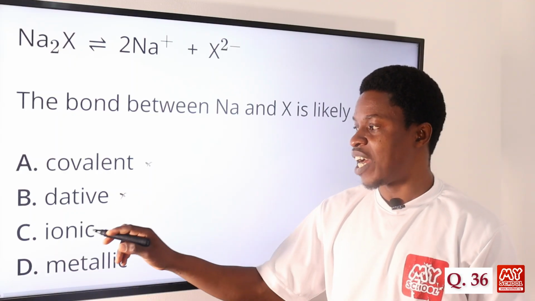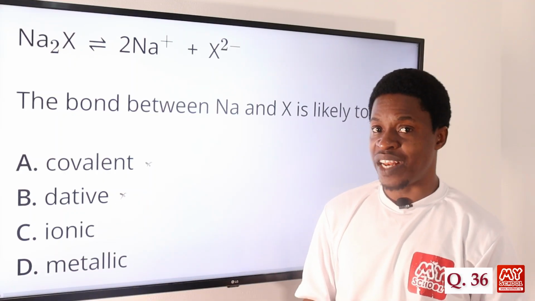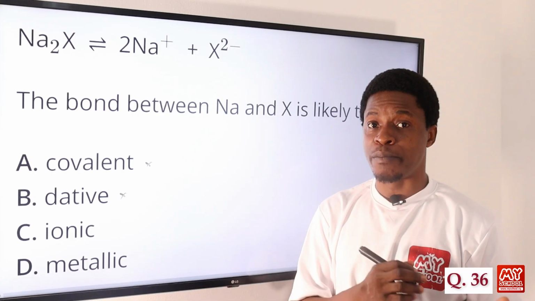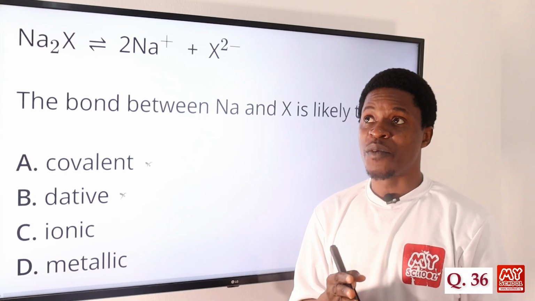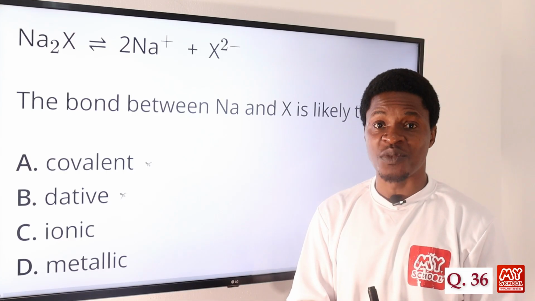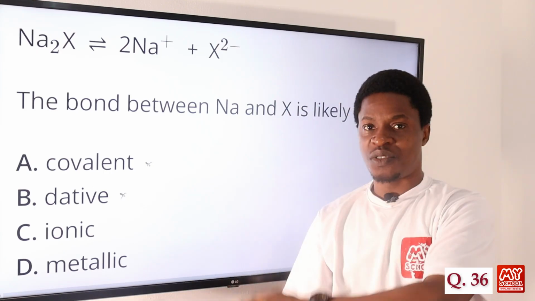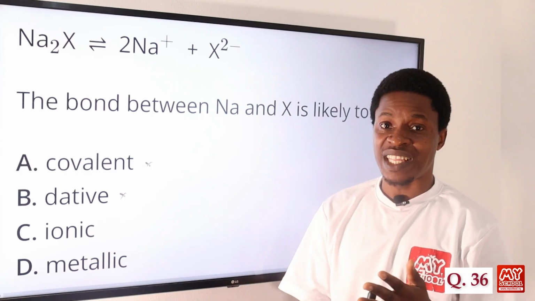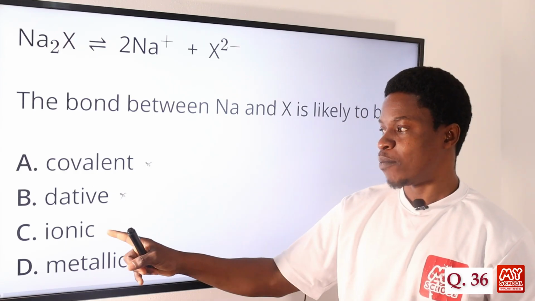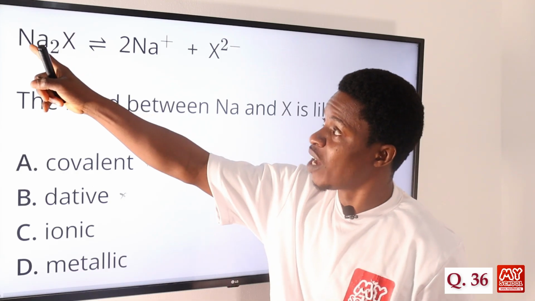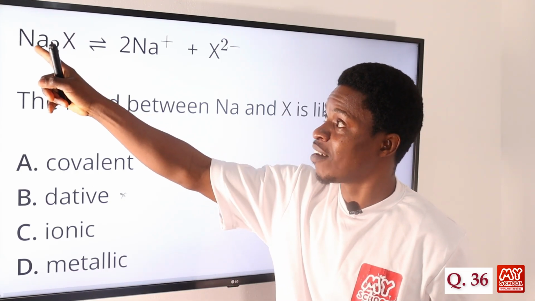We have ionic bonding. Ionic bonding is the same as electrovalent bonding that takes place between what? Metal and non-metal. Now we have transfer of electrons, not sharing, from the metals usually to the non-metals. So we have a metal and a non-metal. Let's look at it again. We have Na, we have X. This is a metal, this is a non-metal.